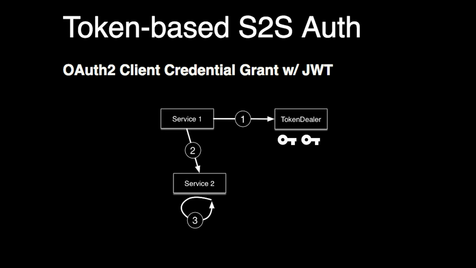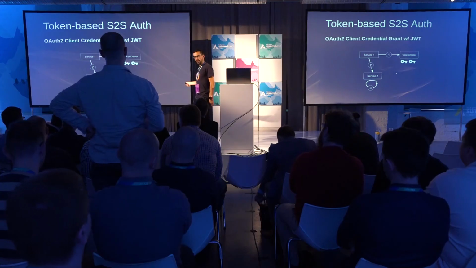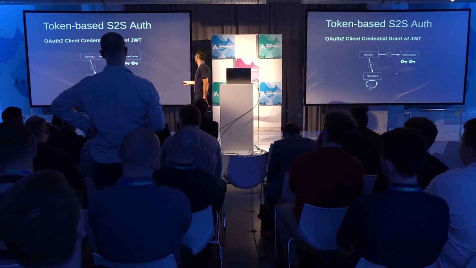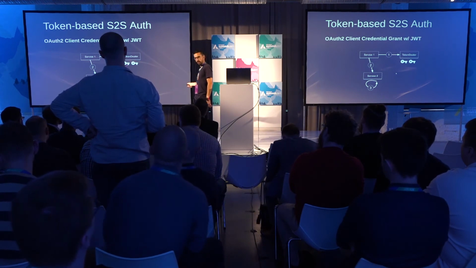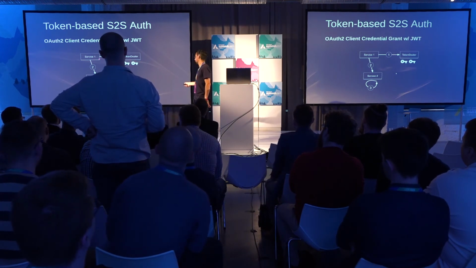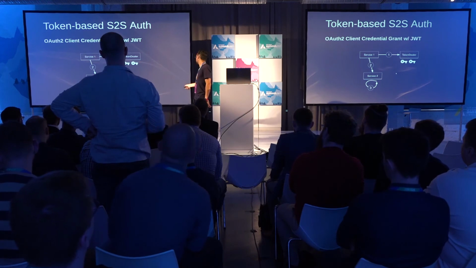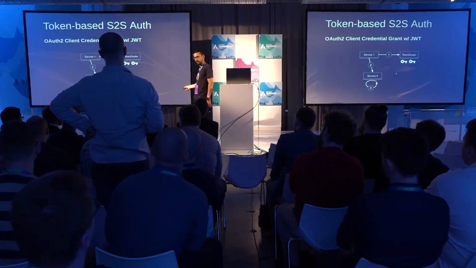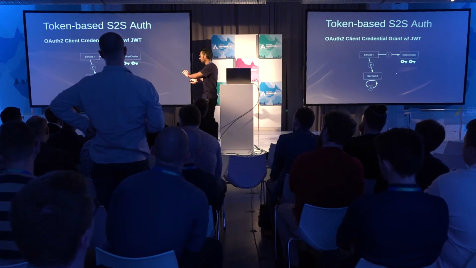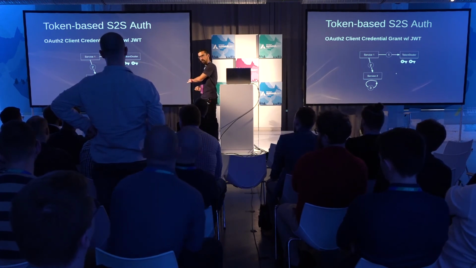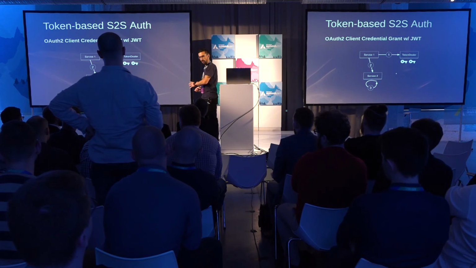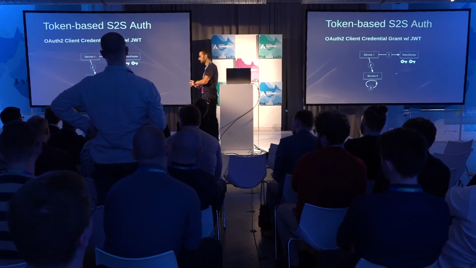So here I have a public and private key pair. When service 1 asks for a token, the token dealer uses the private key to sign the token. And when it sends it to service 2, the slide is not well done, I should have put the public key here. It has the public key, and with just the public key, it can verify that the token is valid.